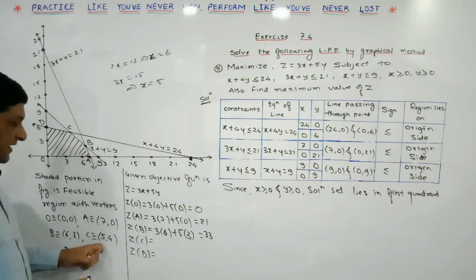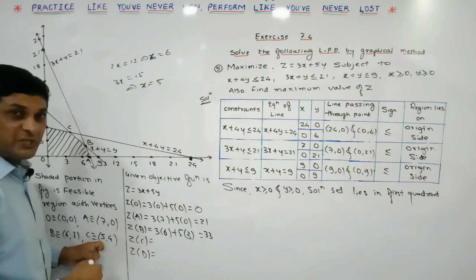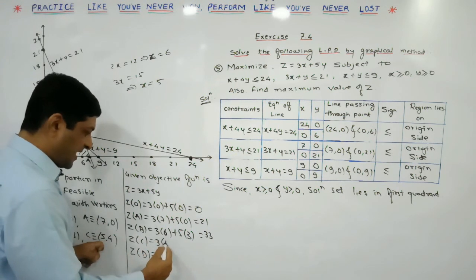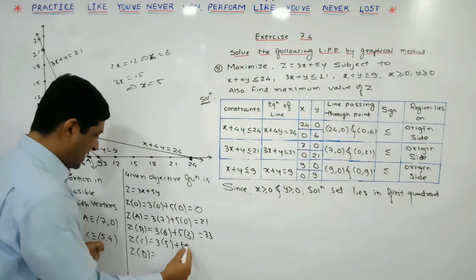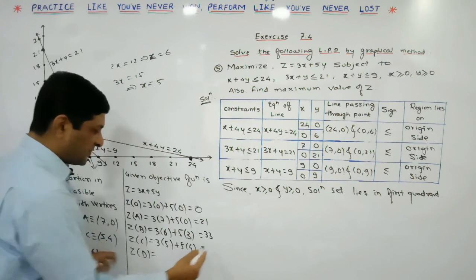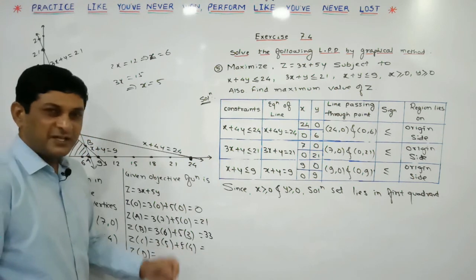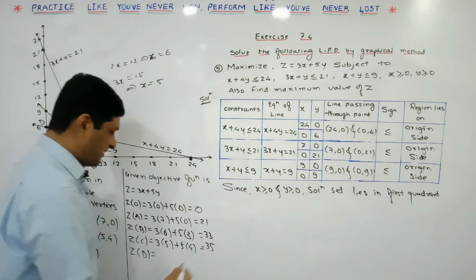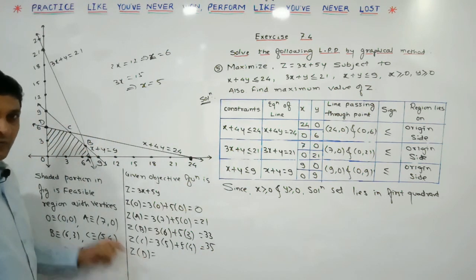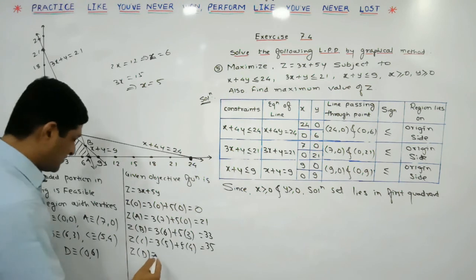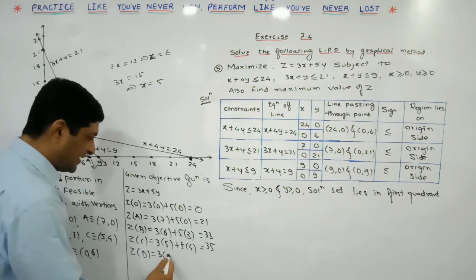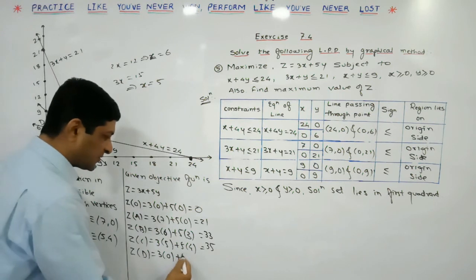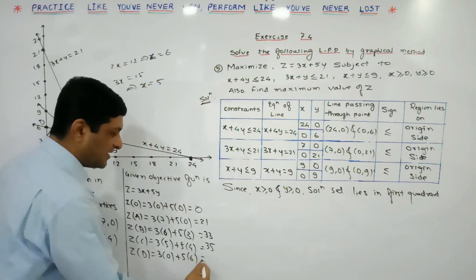Then find the value of the objective function at vertex C. So here 3 into 5 plus 5 into 4. Here we will get 15 and here we will get 20. 20 plus 15 will be equal to 35. Lastly, we are finding the value of the objective function at the last vertex D, where the x coordinate is 0 and the y coordinate is 6, and 5 6s are 30.